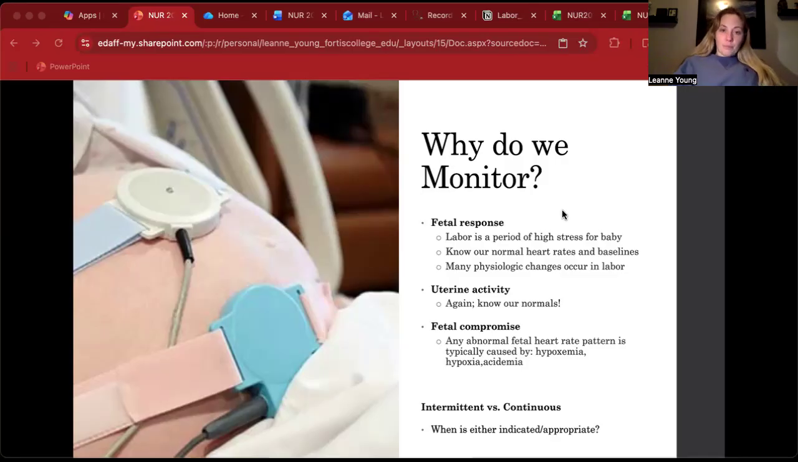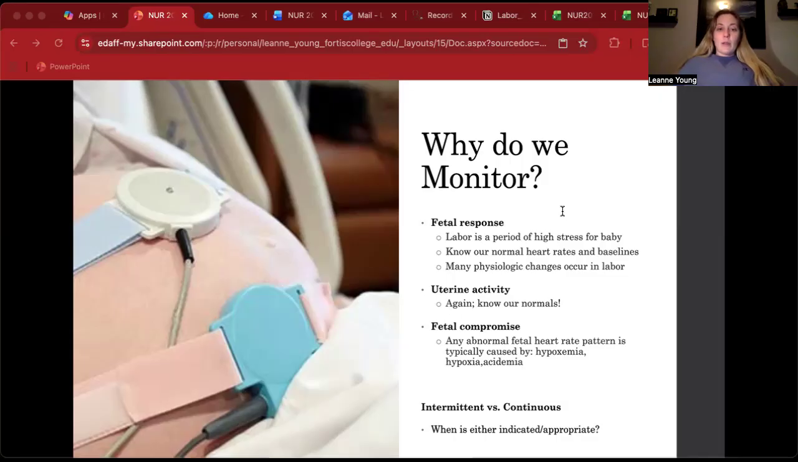Uterine activity. Okay, we need to know our normals, okay? How often should a mom be having contractions? How many contractions are too many contractions? How many are too few contractions? Obviously, none. If you're not having any contractions, you're not going to have a labor, right?